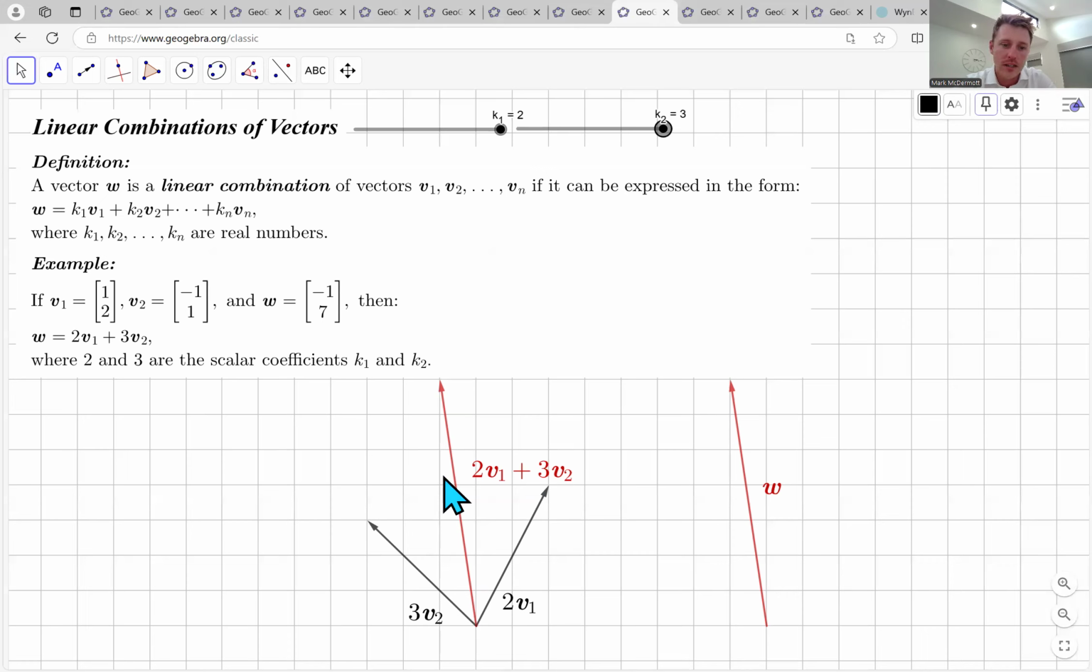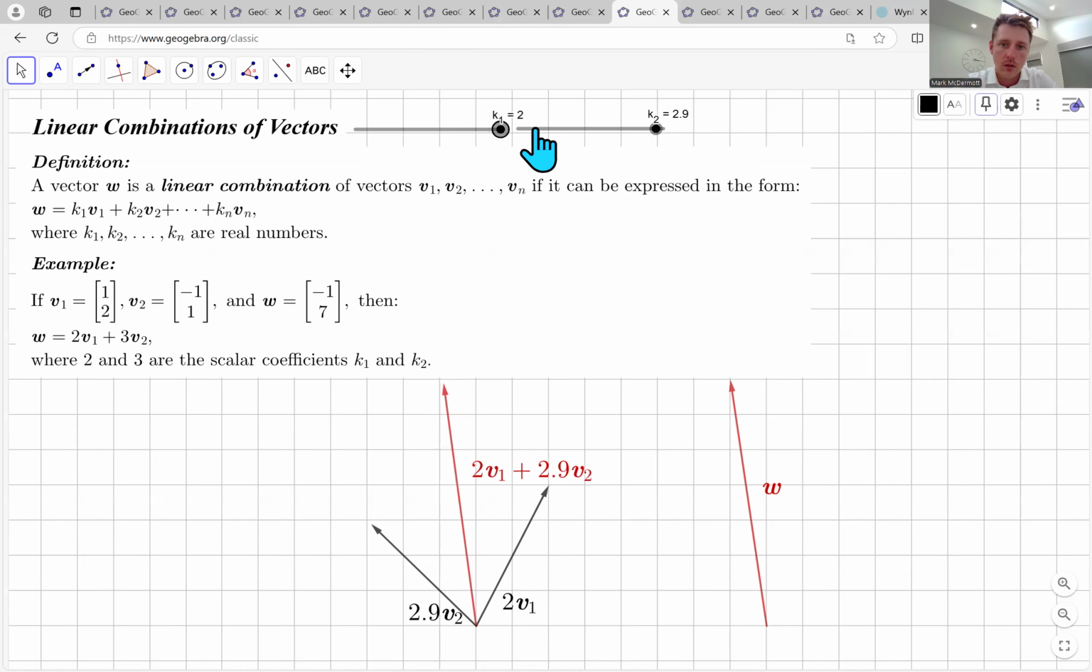So vector W is the linear combination of vectors V1 and V2 because it's two groups of V1 plus three groups of V2, where 2 and 3 are scalar coefficients, K1 and K2. That's what it means for something to be a linear combination of vectors. Obviously, we can combine them in different ways. K1 didn't have to be 2. It did if we needed it to equal W, but you noticed along the way we get all these different vectors that we can form as we move things around, which I think is pretty cool.